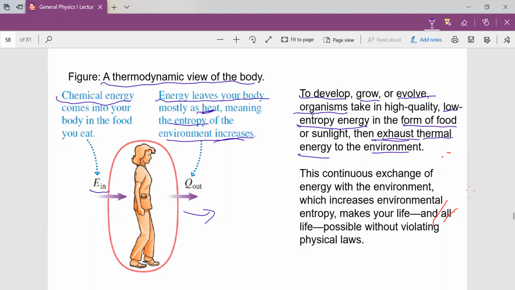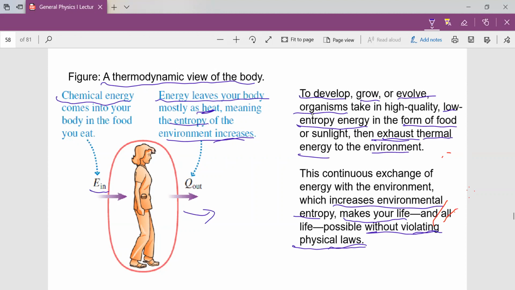So the entropy of that system can also be described as either high or low, depending on how we are applying them. This continuous exchange with the environment makes the increase in entropy. That's what makes life real. So in reality, those processes are actually going on without violating the physical law in any way.